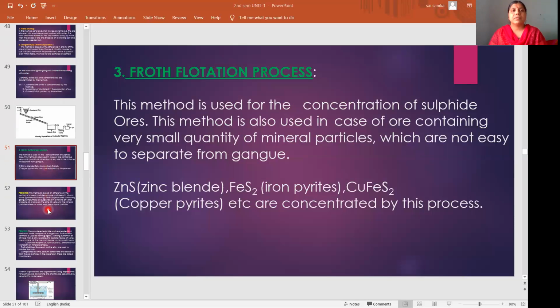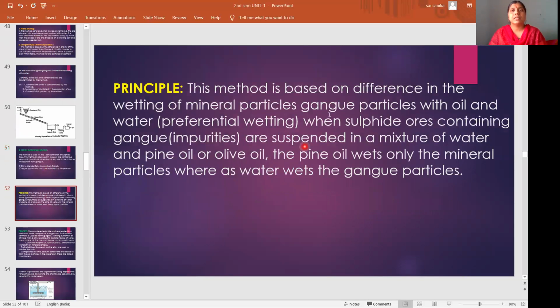So what is the principle involved in this process? This is based on the difference in the wetting of mineral particles and gangue particles with oil and water. It is called preferential wetting. That means here mineral particles are wetted with oil and gangue particles are wetted with water. That is the meaning of preferential wetting. Then come to the process.